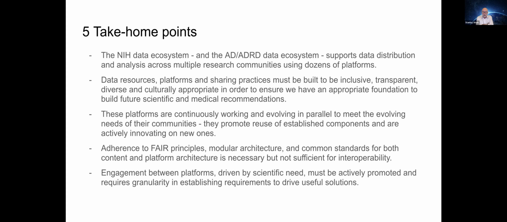The platforms are continuously working and evolving in parallel. So it's not like any one of these systems is static, and they're doing so to meet the evolving needs of their communities. And that gives us an opportunity to promote the reuse of established components and find out where we could concentrate some active innovation on new components that are needed, missing, or inhomogeneous, and therefore giving us an opportunity to fix a few things. FAIR principles, the modular architectures, and the common standards for the content and the platform architecture is certainly necessary, and we've shown that it's largely being adhered to, but it's not sufficient for interoperability.